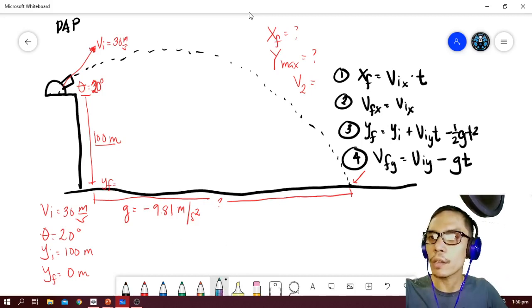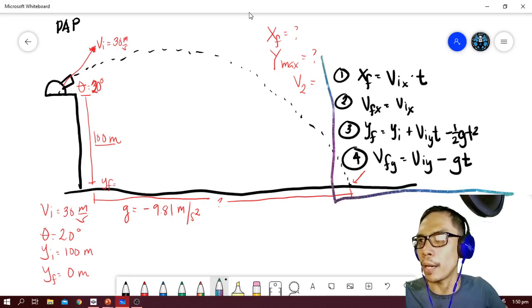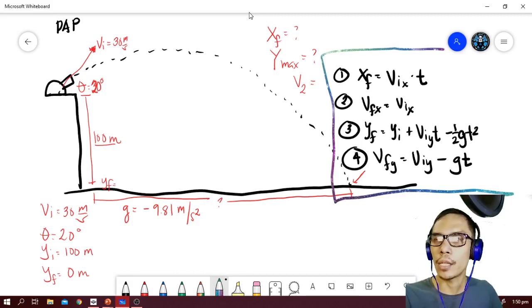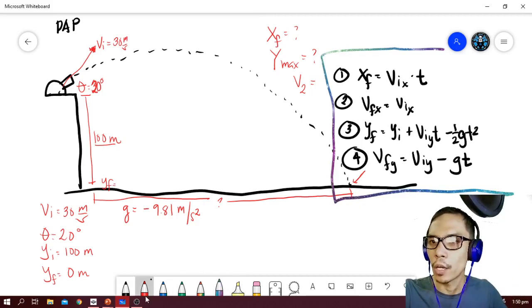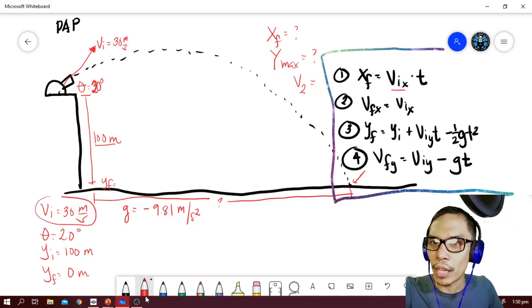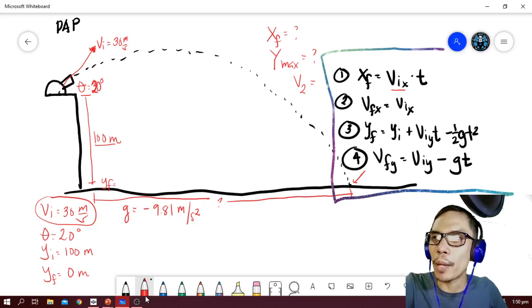Alright, so these are the things that we need in solving this problem, and let's see which ones we are going to use. Okay, let's take a look. So number 1, we are looking for the range. We can have this after we find the component of this one. Our only problem is the time. The time can be obtained not here but from number 3. So we can solve for x using this formula. So we can use number 1 and number 3.